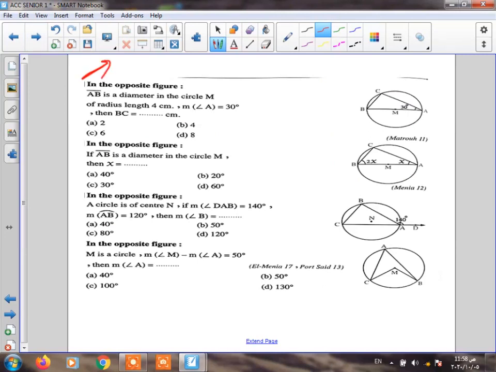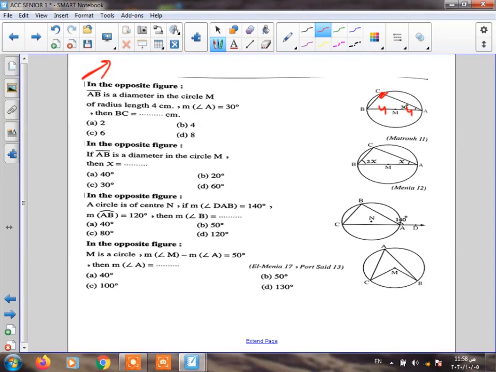Okay? Another idea. Here, the first one. AB is a diameter. What do you know about the diameter? That means BCA is an inscribed angle subtended by a diameter. That means it's a right triangle. So the measure of angle ACB equals 90 degrees. And he said to you that the measure of angle A equals 30 degrees. And he gave you the radius is 4, so BM is 4 and MA is 4. So the diameter is 8 centimeters, and at the same time it's the hypotenuse of triangle ABC.